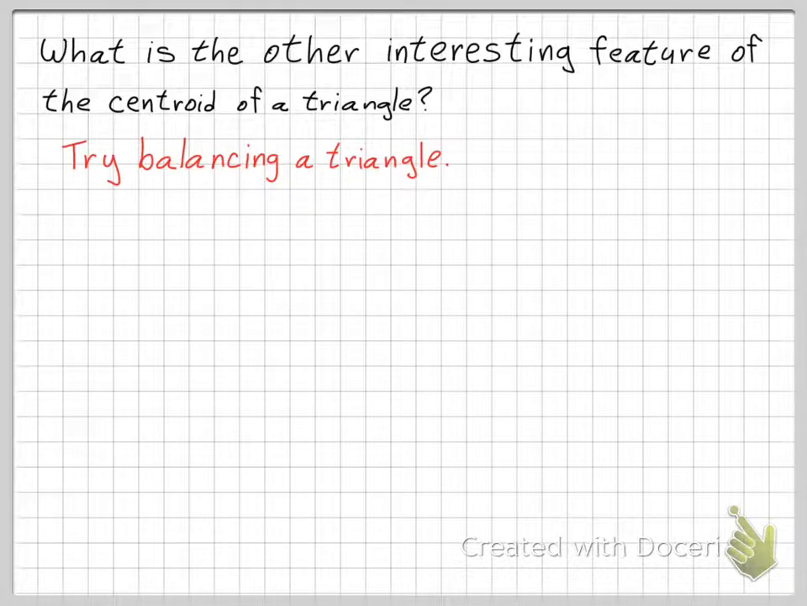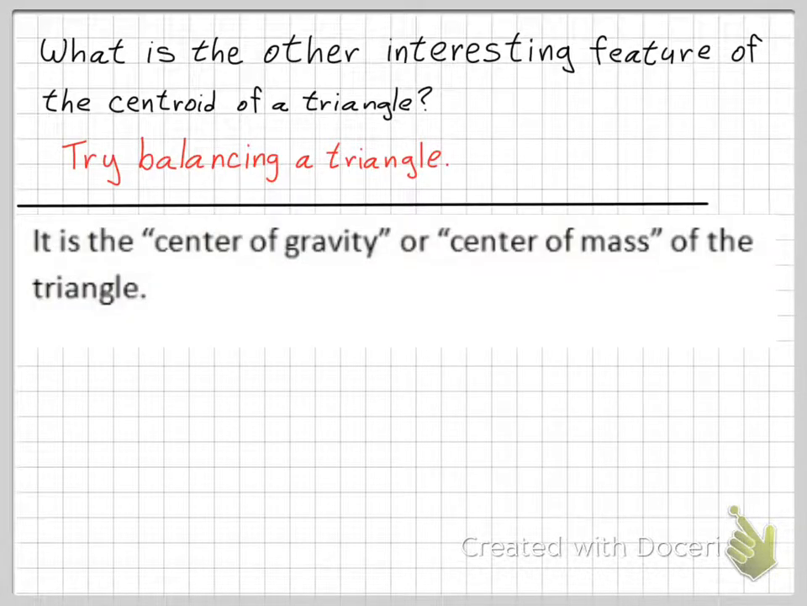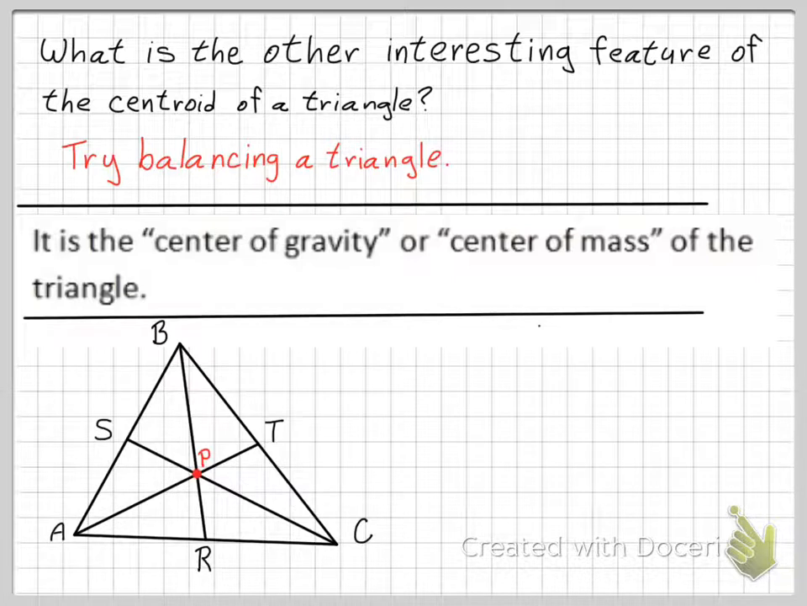And what you should have discovered is that the centroid is the center of gravity, or the center of mass, of the triangle. It's the point at which the triangle can balance or lay flat on a pencil. So again, if P is the centroid, it's also the center of mass or the center of gravity of that triangle. And there are some interesting features of the center of gravity of an object in general, or of a triangle in particular. But that's more of a physics application, and we'll just talk about that more in class. It's something kind of fun.